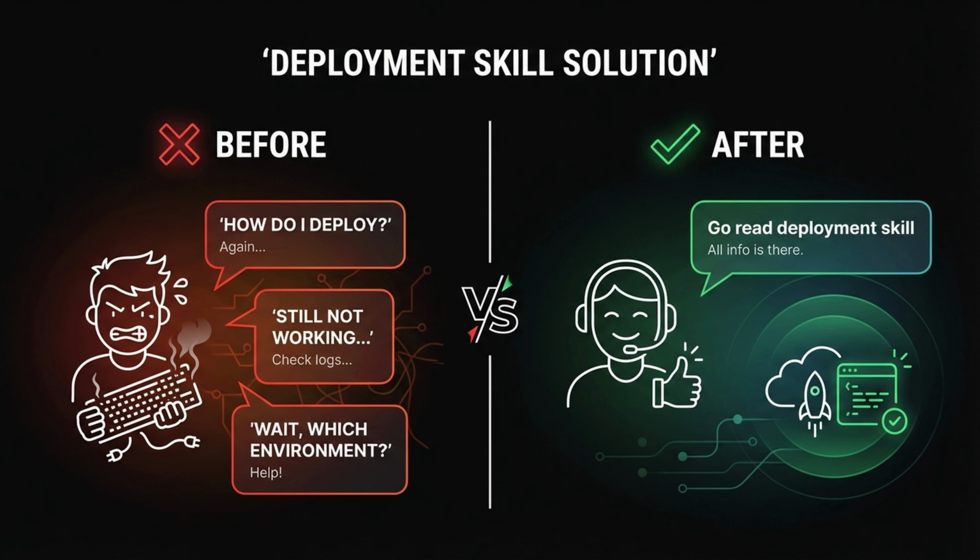To solve my problem, I created a skill for deploying my projects. Now, when the agent gets confused, I just say, go read the deployment skill. It does and deploys the code all by itself.